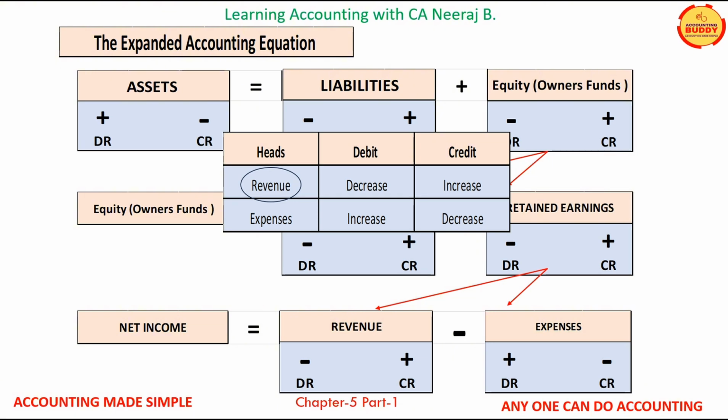Revenue accounts by nature will have a credit balance. Therefore, when the revenue increases, the revenue accounts are credited, and the revenue accounts are debited only when they are reduced for any reason. Similarly, expense accounts by nature always have a debit balance. Therefore, when an expense increases, the expense accounts are debited, while whenever the expense accounts are reduced for any reason, they are credited. This is a very important slide. Always remember the concepts explained in this slide.